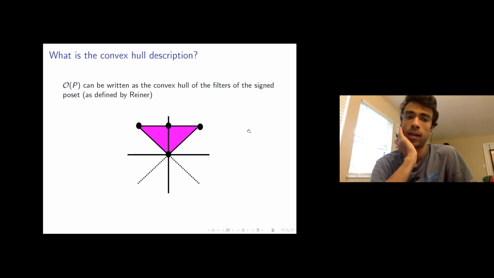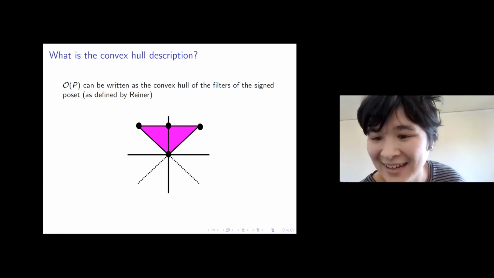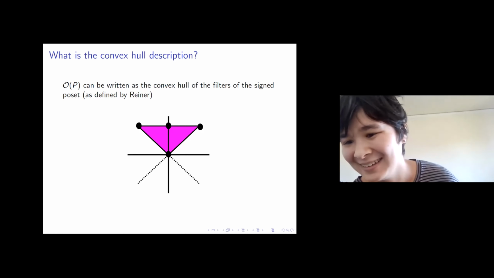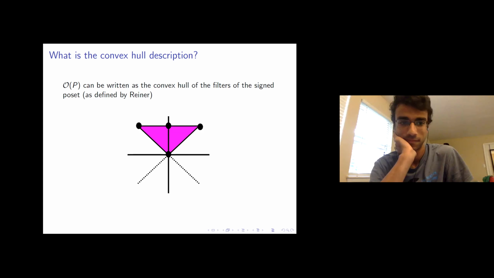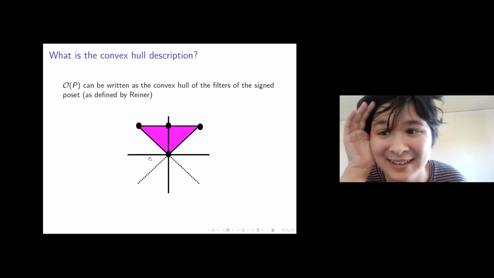Is there any way to know about the points that are in between? Is there some sort of property that might characterize which ones are the vertices, beyond filters? That's something I would love to find out. Thank you for asking that question. If anyone has any ideas, let me know. I've thought very briefly about that and nothing immediately jumped to my mind, but I would love to think about that more.